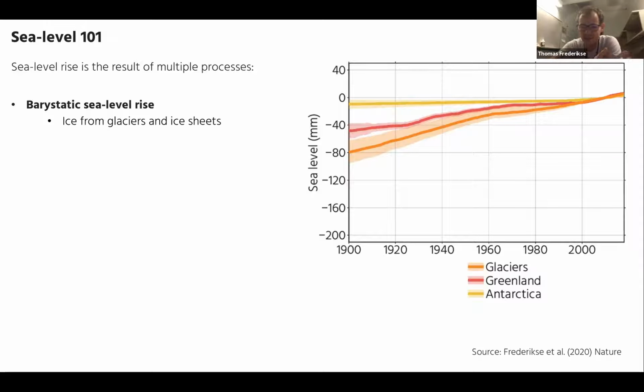And here you can see that over the 20th century, glaciers and Greenland have caused the majority of barystatic sea level rise.